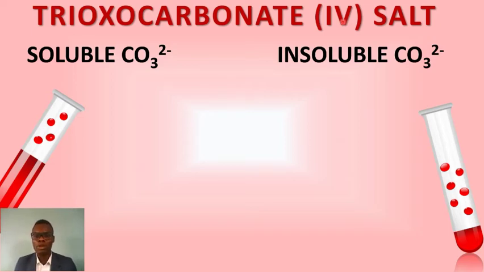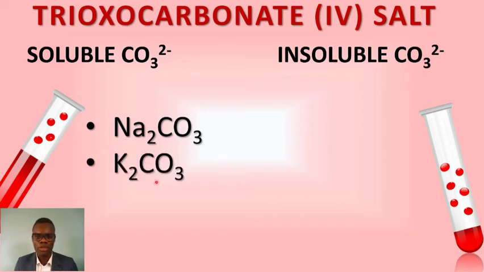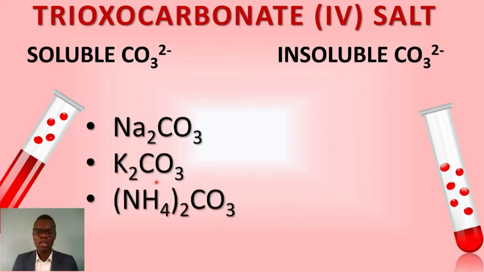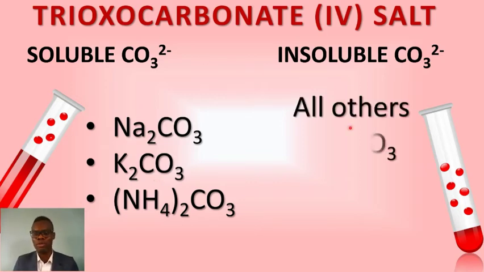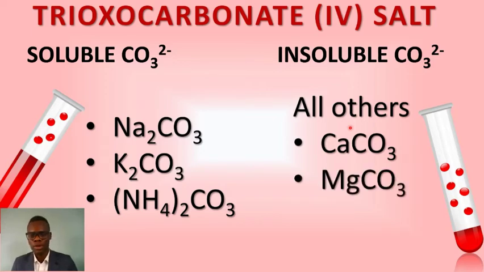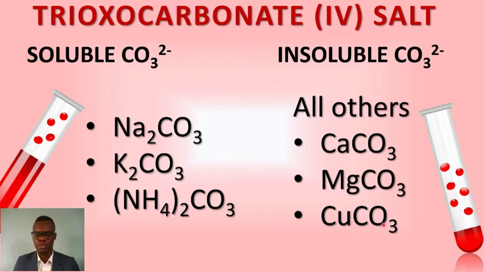Now, the soluble trioxocarbonate 4 are, like I said, the trioxocarbonate 4 of alkali metals. You have sodium trioxocarbonate 4, you have potassium trioxocarbonate 4, and also ammonium trioxocarbonate 4. Now, you can also include in this list lithium trioxocarbonate 4 and all the other metals in group 1, which is your alkali metals. While the insoluble trioxocarbonate 4 are all the other trioxocarbonate 4. Think of any other trioxocarbonate 4, for instance, calcium trioxocarbonate 4, magnesium trioxocarbonate 4, and copper 2 trioxocarbonate 4. All these other trioxocarbonate 4 are insoluble.